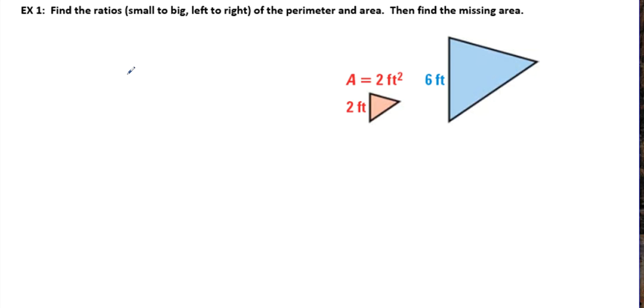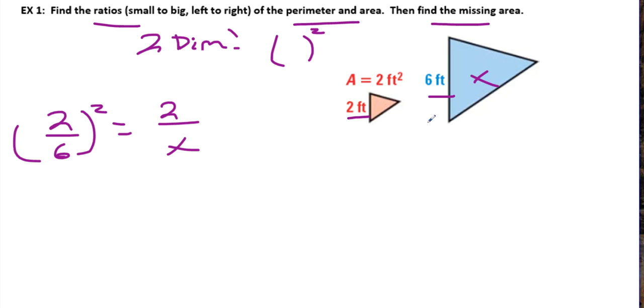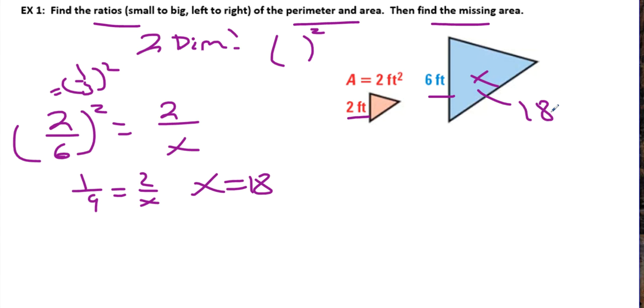Alrighty. So, this one: find the ratios of the perimeter and the area. Find the missing area. Very typical problem. Area is 2-dimensional, which means we're going to have our sim ratios squared. The sim ratio is 2 over 6, and we're going to compare that to areas of 2 over x. We don't know the new area. That's just 1/3. So 1/3 squared is 1 over 9. This is equal to 2 over x. Cross multiply. X is equal to 18. So the new area is equal to 18.